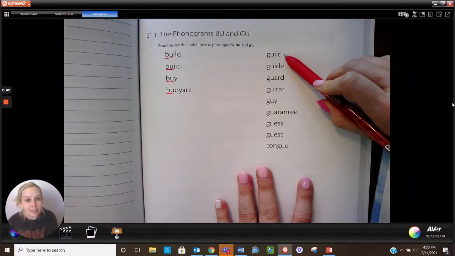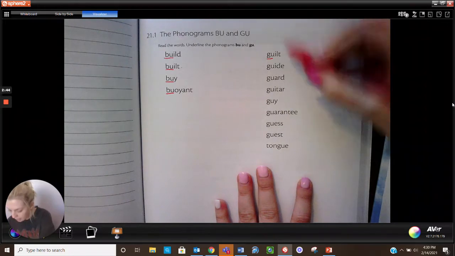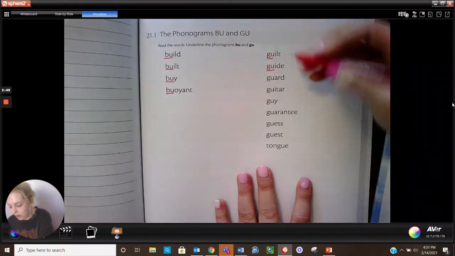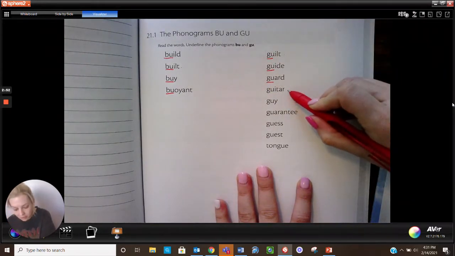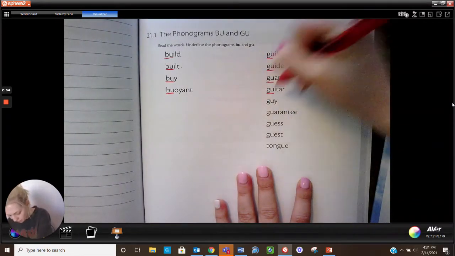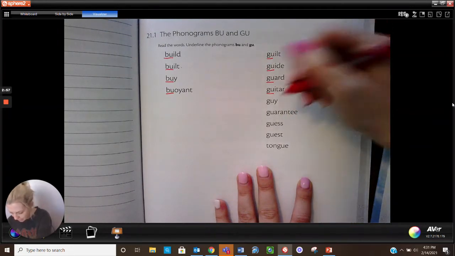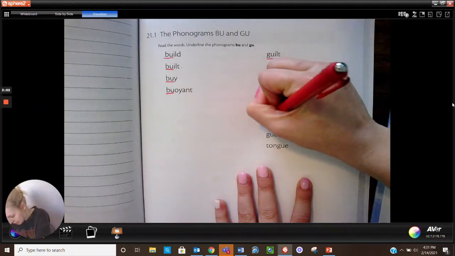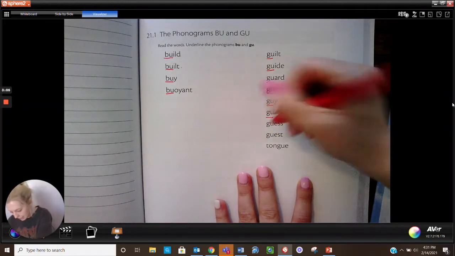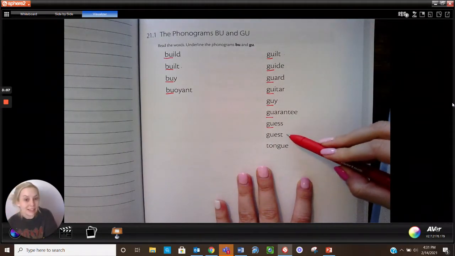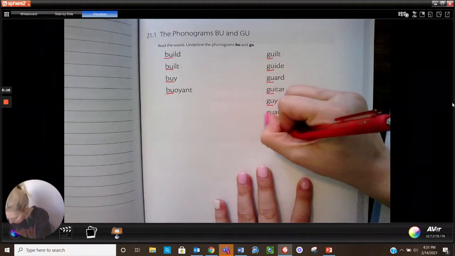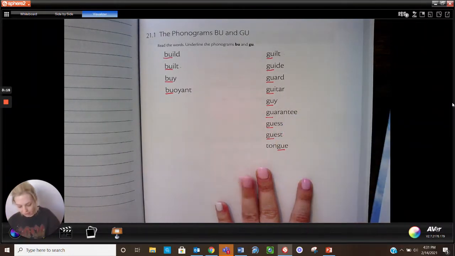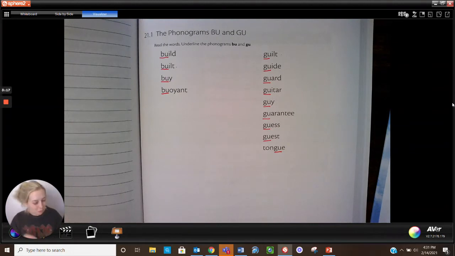Over here, guilt, guide, guard, guitar, guy, guarantee, guess, guest, and tongue. Very good. All right, really easy workbook page, huh?